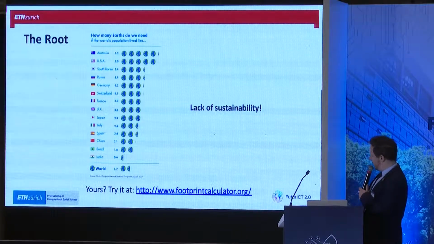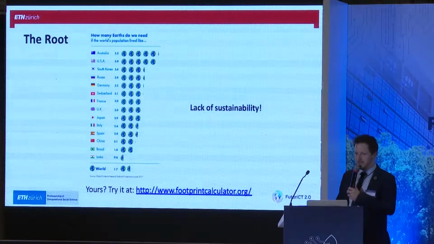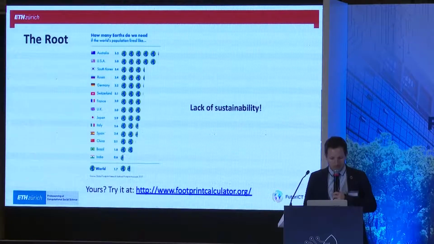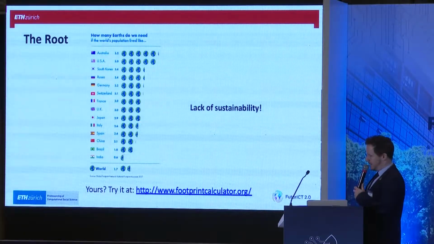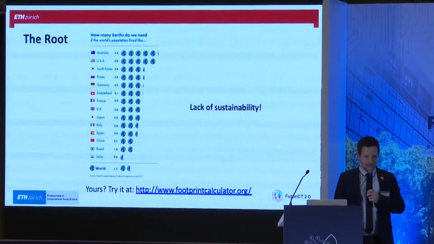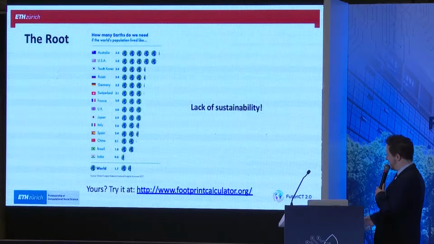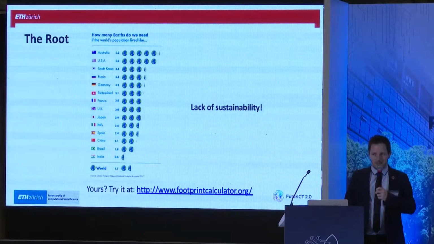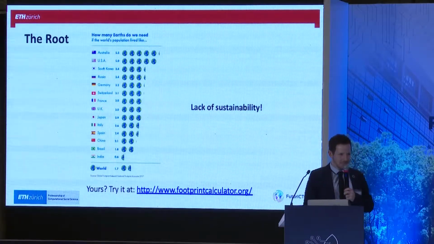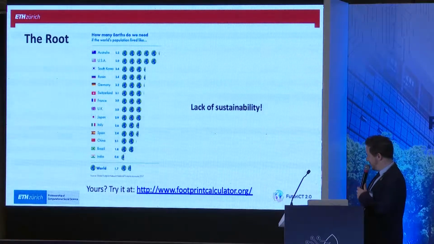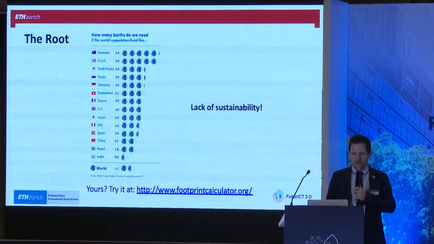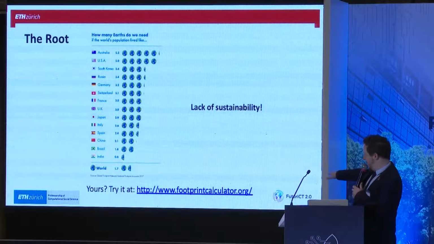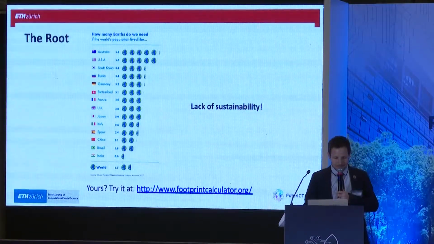This is also a graph that shows how many Earths we need. It's calculated by our ecological footprint, and it shows that Australians would need 5.2 Earths at current consumption, and in Switzerland we're at 3.1 Earths. India comes at 0.6, so India is still doing much better per capita. But the world as a whole is using 1.7 Earths at the moment, which is clearly unsustainable. You can also calculate your individual footprint at the footprint calculator.